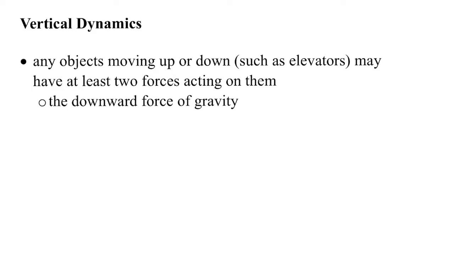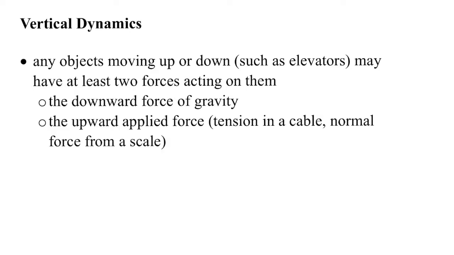Obviously, the downward force of gravity. But if it's moving upwards, then there's got to be an upward applied force. If it's moving downwards but at an acceleration less than 9.81, then there also has to be an upward applied force. So think about elevators. If you're on an elevator, you move down, but you don't move down at an acceleration of negative 9.81. That would be incredibly dangerous, and that's why falling elevators are really, really bad things when they're up in tall buildings.